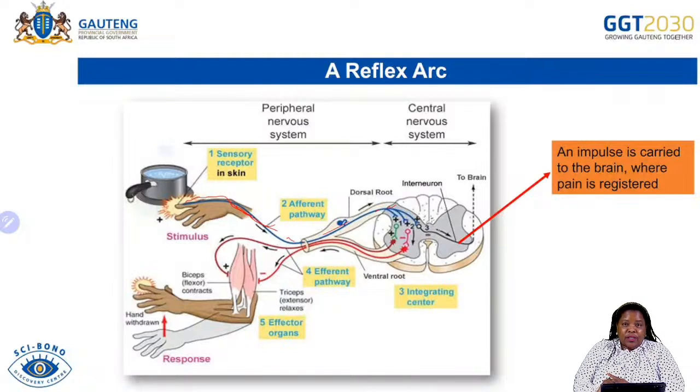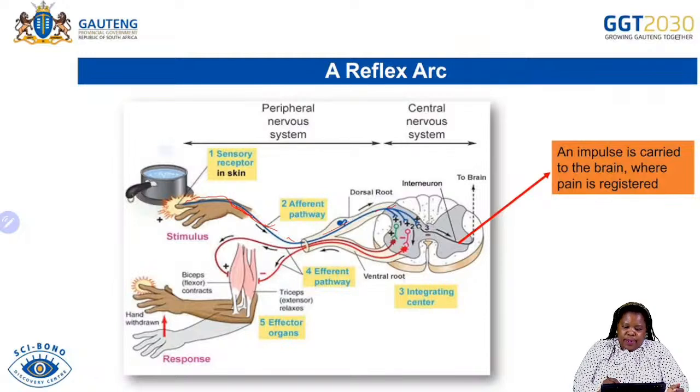Remember, where do we find this dorsal root? Think about the spinal cord. In here, remember, sensory neurons transmit those impulses to the central nervous system. Now, what is going to happen in the brain? In the brain, that impulse is going to be registered, and then the brain quickly interprets the impulse.